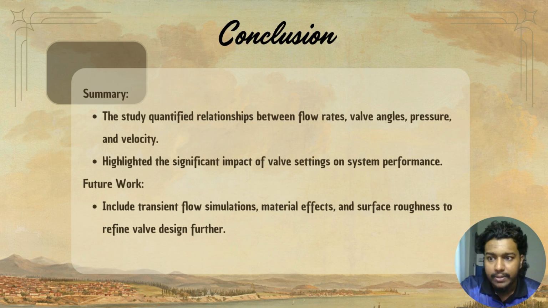In conclusion, this project achieved its objective. We quantified how flow rates and valve angles impact pressure drop and velocity. The results showed that optimizing valve settings can minimize energy losses and improve system stability. For future studies, we could explore transient flow simulations to understand time-dependent behaviors, and the impact of material properties and surface roughness on valve performance. Ultimately, these findings pave the way for more efficient and reliable industrial systems.